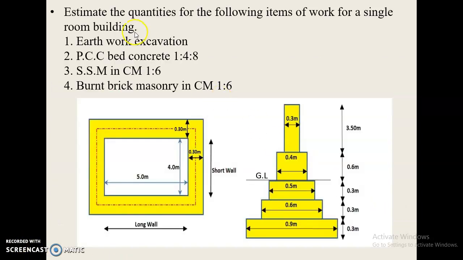Let us solve one problem. The problem is given like this: estimate the quantities for the following items of work for a single room building. The given items of work are earthwork excavation, PCC bed concrete 1:4:8, SSM in CM 1:6, and burnt brick masonry in CM 1:6. The given plan is like this. The wall width is 0.30 m and the inner dimension is 4 meters by 5 meters, and sectional details are also given here.